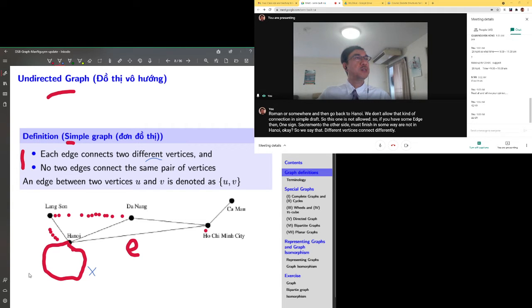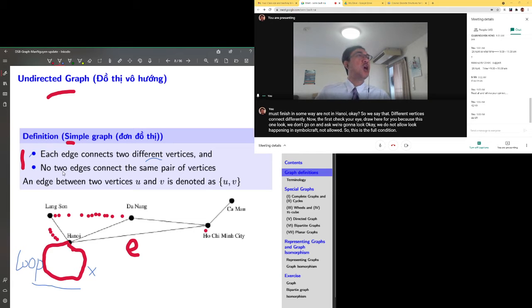So we say that different vertices connect different vertices. The structure I drew here for you, we call this a loop. We don't call it an edge, we call it a loop. We do not allow loops in a simple graph. So this is the first condition.